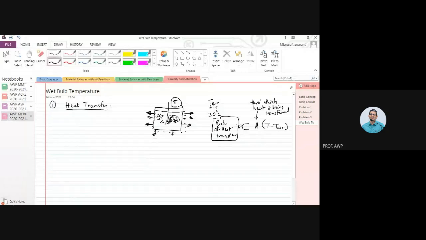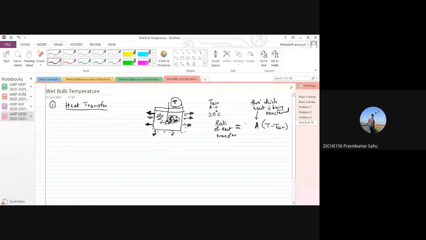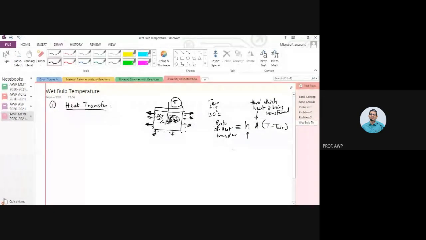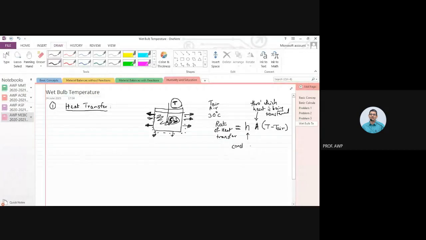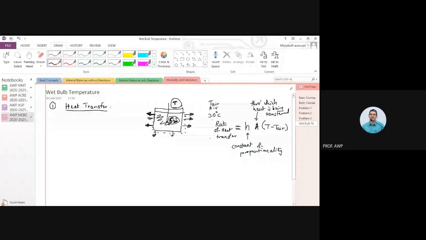Rather than this proportionality sign, can I put an equal to sign? What will I have to do to put an equal to sign? Some constant of proportionality. Let us call that constant of proportionality H. Okay, this is the constant of proportionality. All right. Is everybody happy so far?